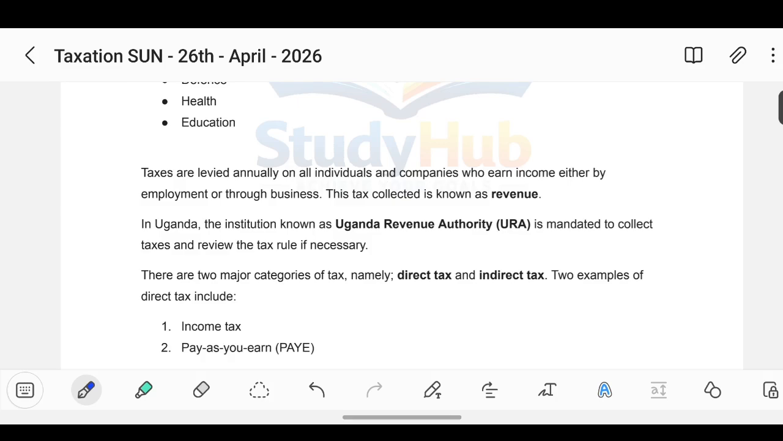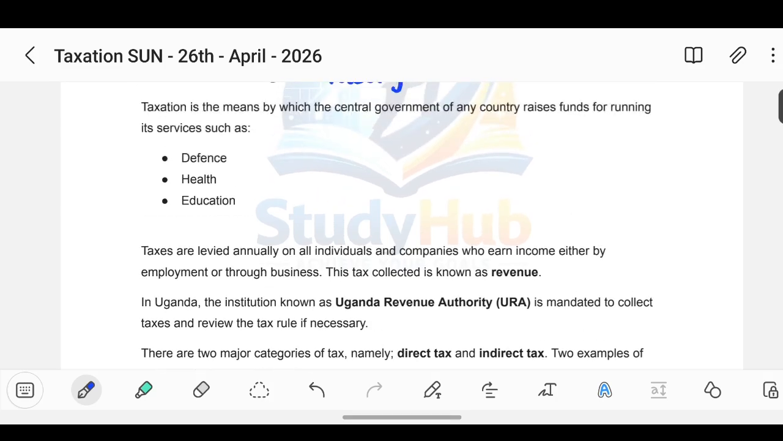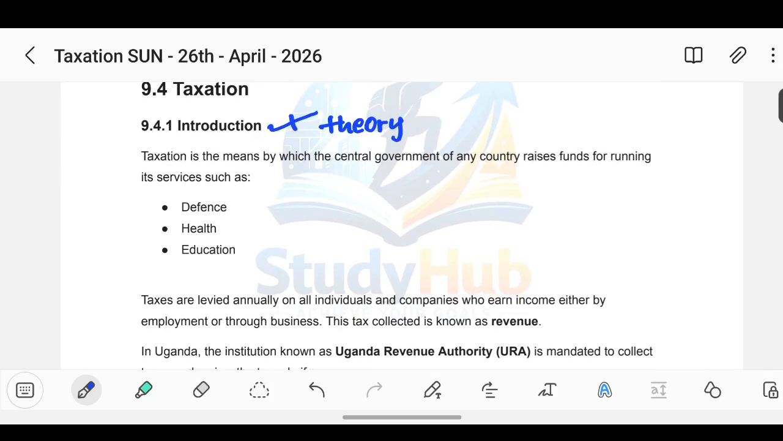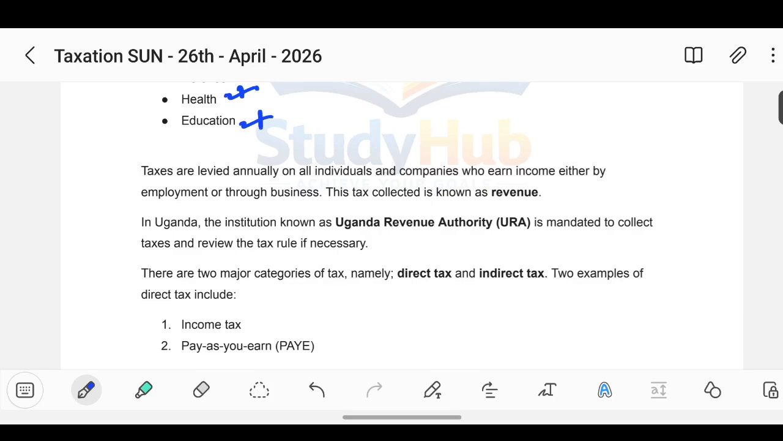But my major interest is in covering the content for today. So we have taxation here, and taxation is a means by which the central government of any country raises funds for running its services, and these services are defense, health, and education. There are more services, you can mention them, but for math it's not necessary.